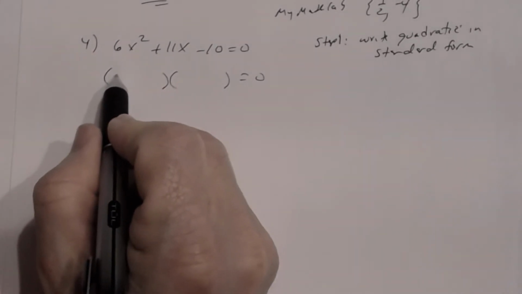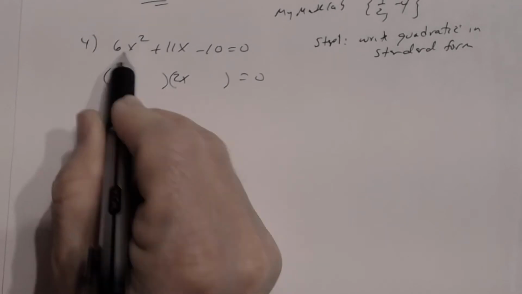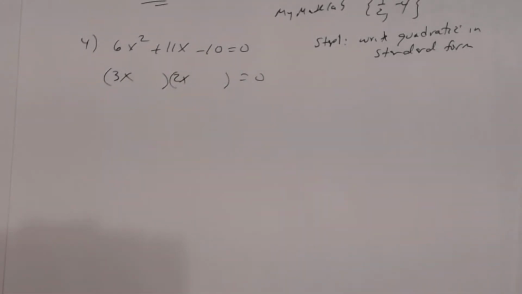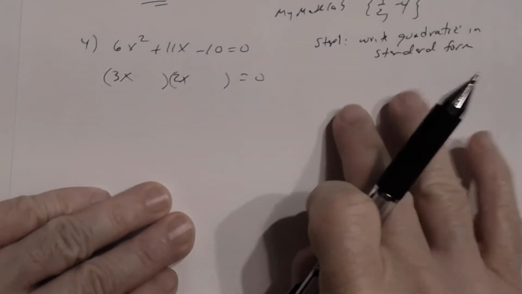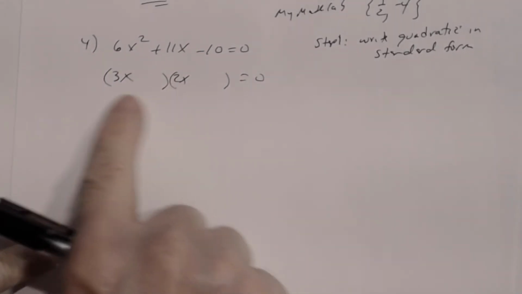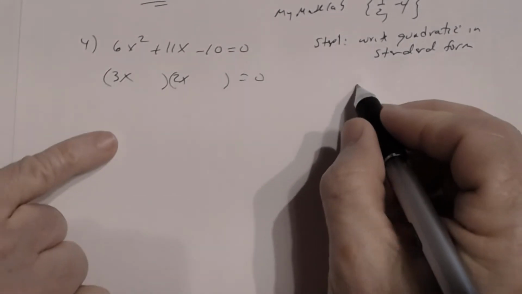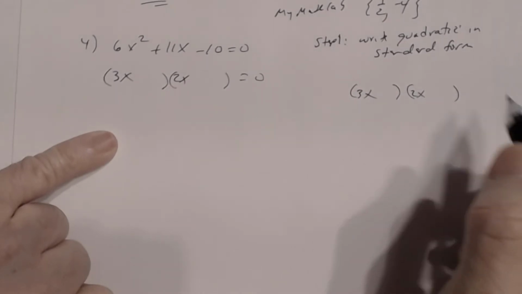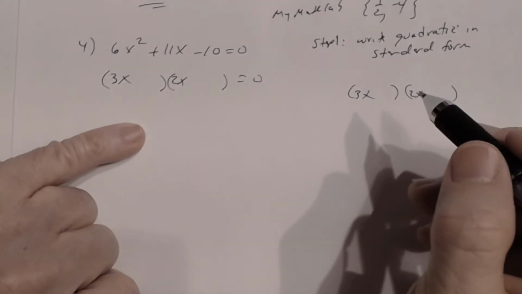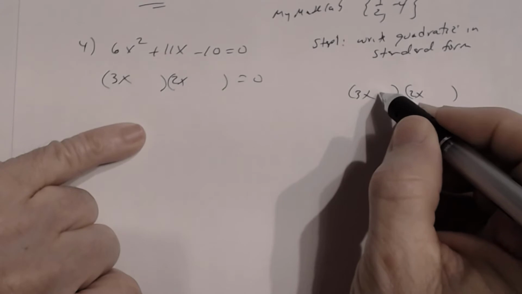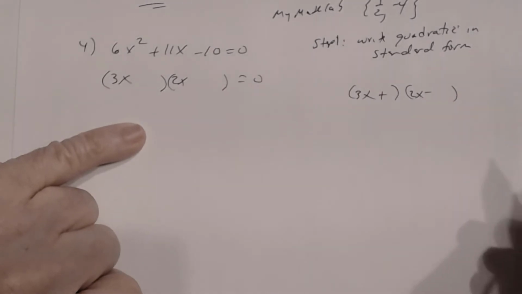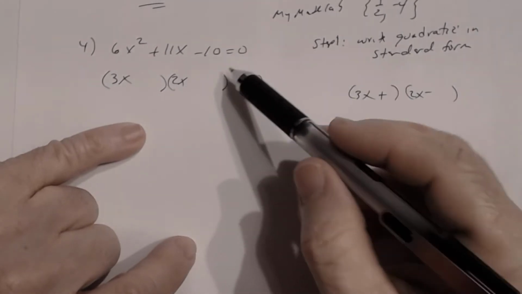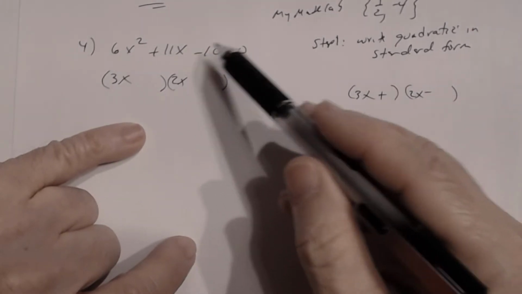So I'm going to try 3x and 2x. So 3x times 2x is 6x squared. The last sign is negative. I'm going to do the work here and put the actual answer, whatever works, over here, because I'm doing this by trial and error. So 3x and 2x. The last sign's negative, so that means one's positive, one's negative, right? So let's say this is positive, this is negative. If it doesn't work, I'll switch them. And then the possibilities of 10 are 10 and 1, 5 and 2.